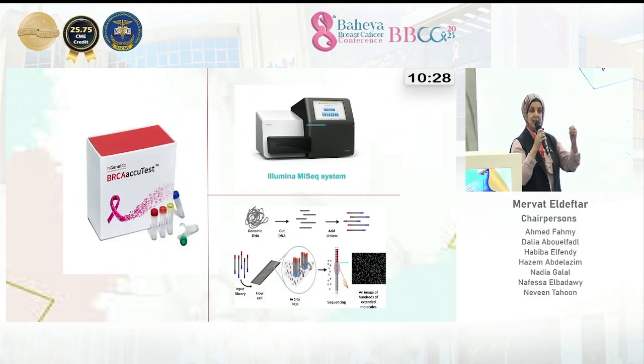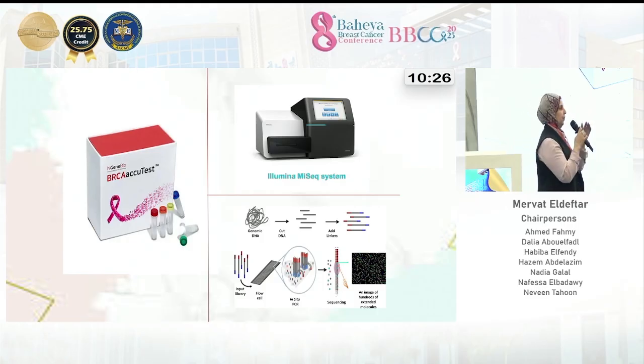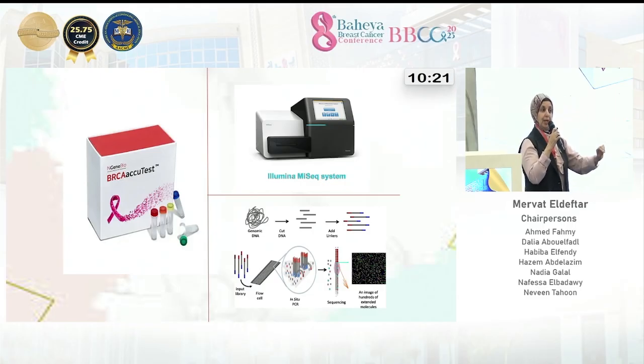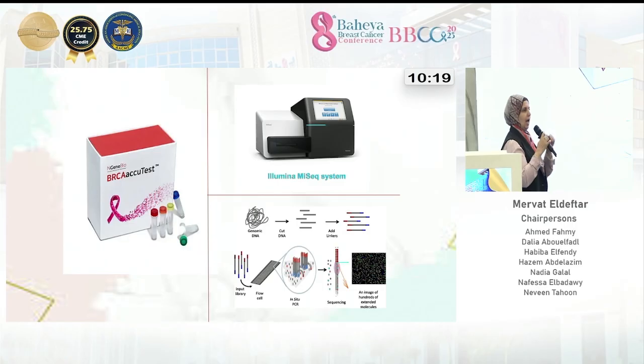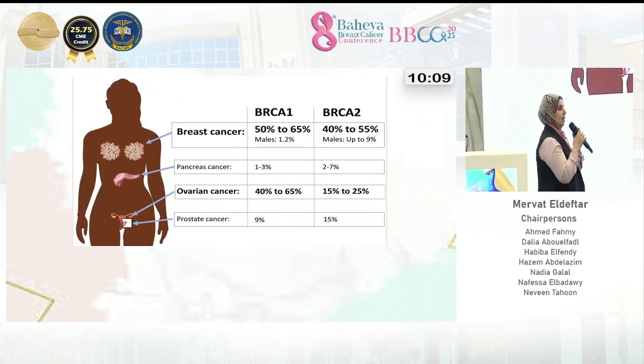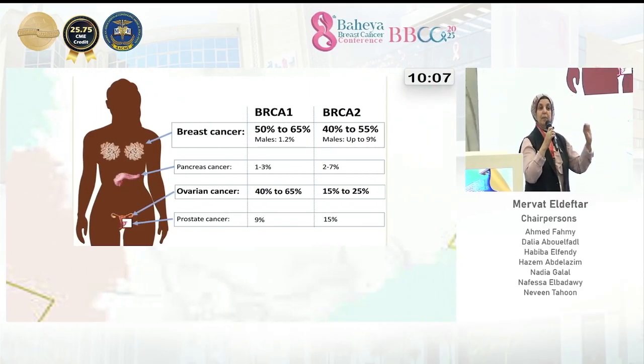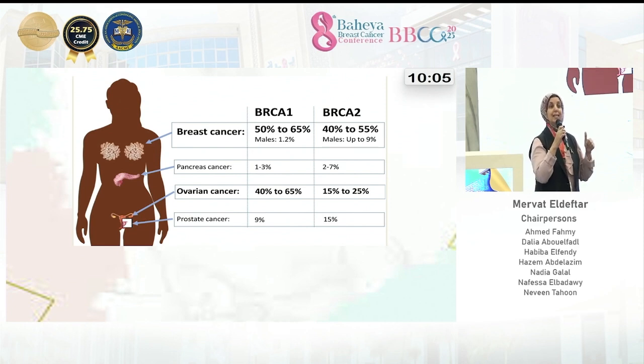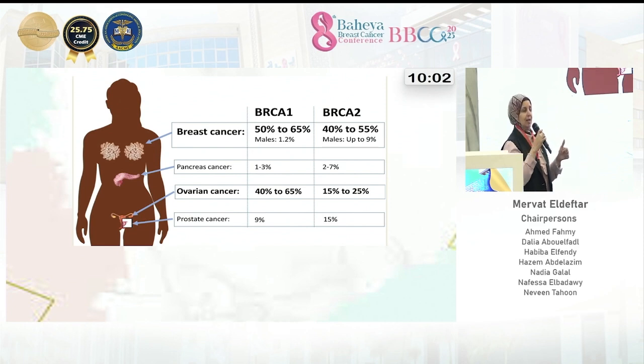So if the patient has a BRCA test, what will be the result? The result will be either that the female has a pathogenic BRCA1 or 2 mutation. And if the patient has a pathogenic BRCA1 or 2 mutation, what does this mean? This means that this female has a liability to develop breast cancer in 60 to 80% of cases, ovarian cancer, pancreatic cancer, and males may have prostate cancer as well.